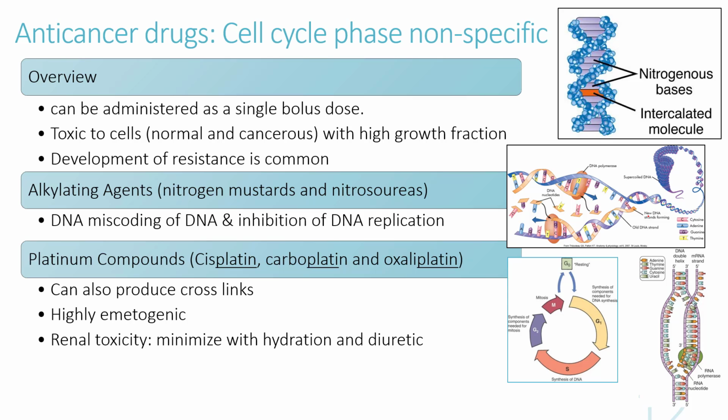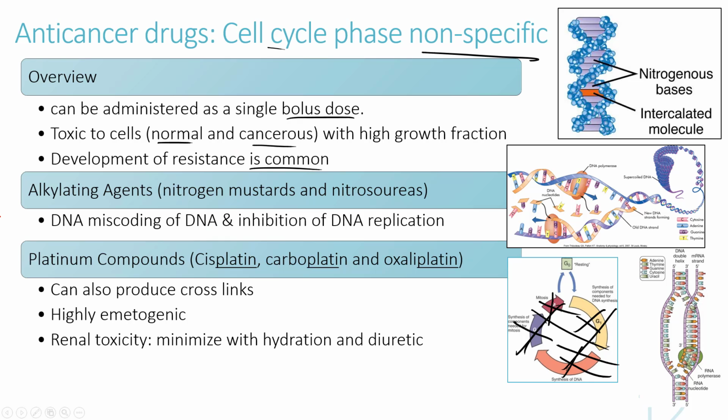We're going to finish by looking at a few different drugs used for chemotherapy. So the first one is drugs that are cell cycle phase non-specific. They hit all these different actively dividing cells, and so can be administered in a single dose, toxic to cells both normal and cancerous with a high growth fraction, and can develop resistance.